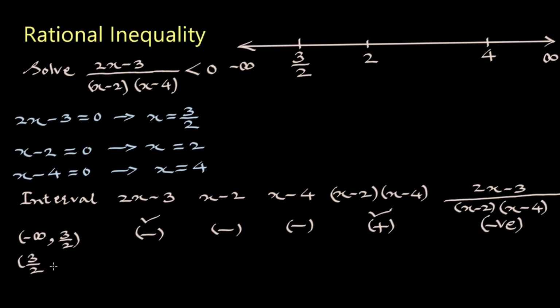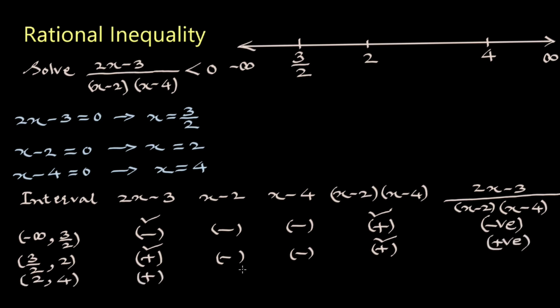Next interval, 3 upon 2 to 2. If 2x minus 3, the numerator, is positive and both factors in the denominator are negative, then the denominator will be positive, and both numerator and denominator are positive. The rational function will also be positive. Third interval, 2 to 4. If the numerator is positive, x minus 2 is positive but x minus 4 negative, then the denominator will be negative, and since the numerator is positive and the denominator is negative, the function will also be negative.